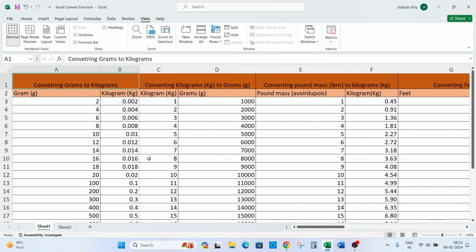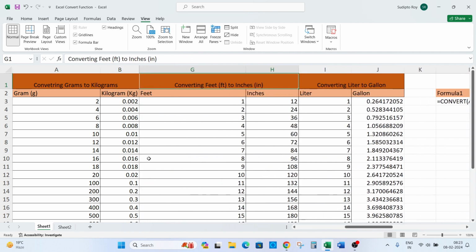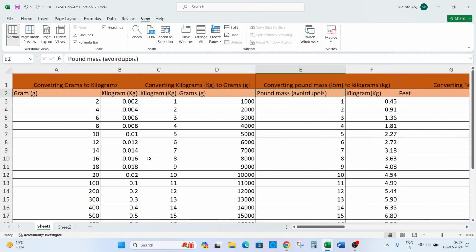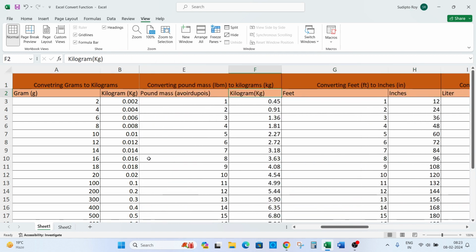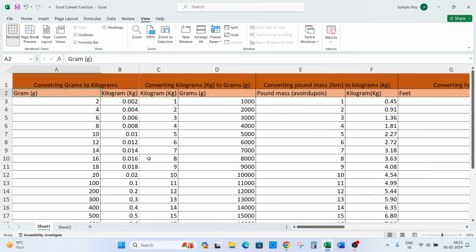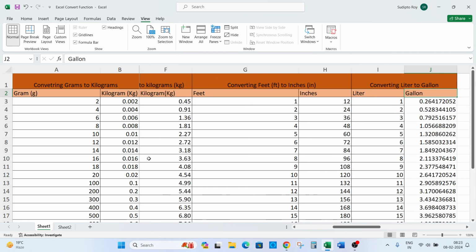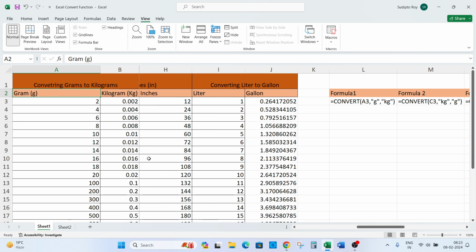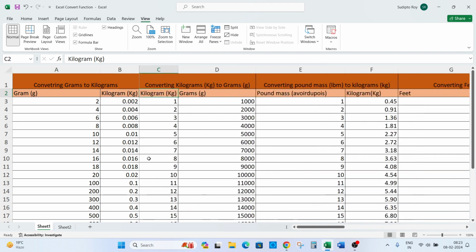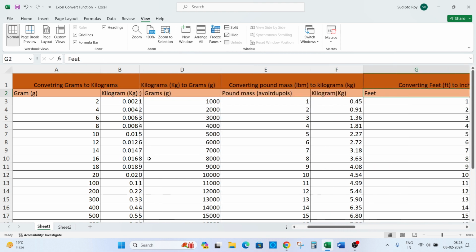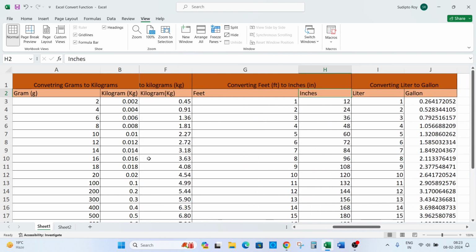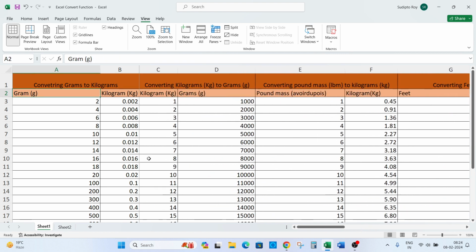This is a small function, the CONVERT function, which converts various measurement units into another measurement unit. Suppose you go to an interview and you are asked to convert grams into kilograms, inches into feet, feet into inches, or liters into gallons. This formula would help you greatly in doing that.